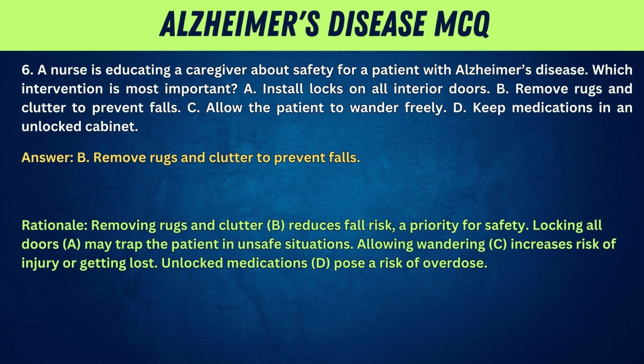Answer. B. Remove rugs and clutter to prevent falls. Rationale. Removing rugs and clutter, B, reduces fall risk, a priority for safety. Locking all doors, A, may trap the patient in unsafe situations. Allowing wandering, C, increases risk of injury or getting lost. Unlocked medications, D, pose a risk of overdose.